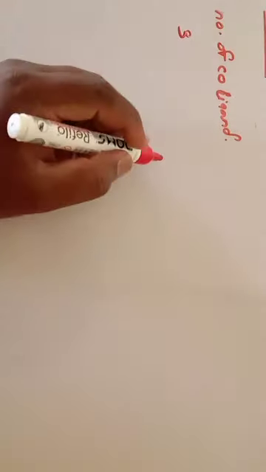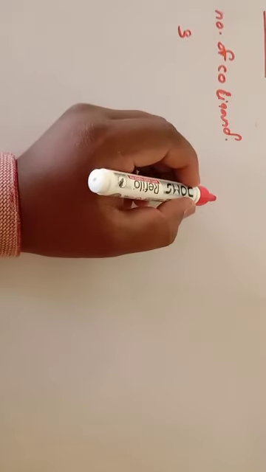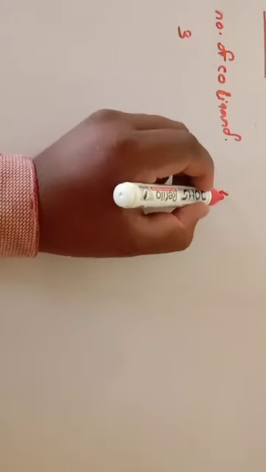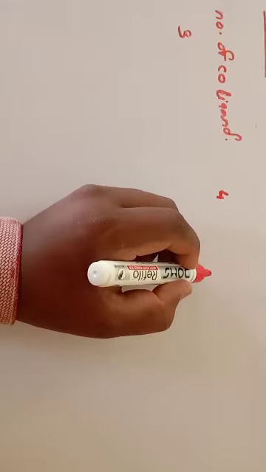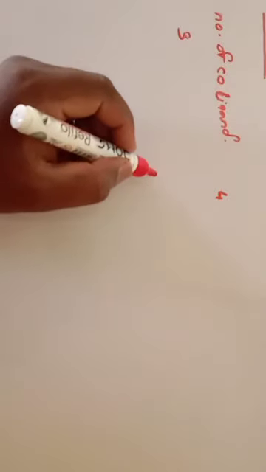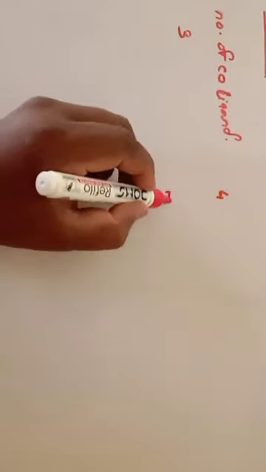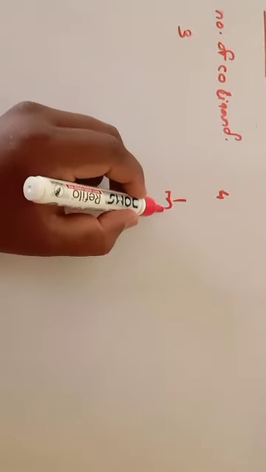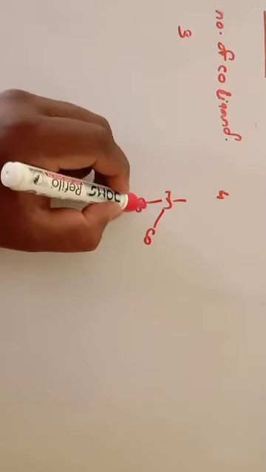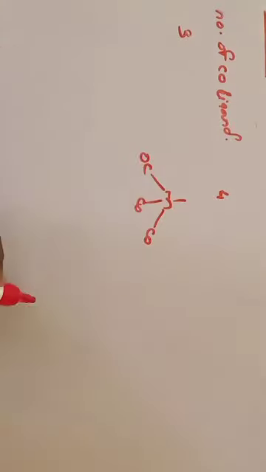The number of CO ligands is 3, and the coordination number in this case is 4. So 3 ligands and coordination number 4. Coordination number 4 means it is a perfect tetrahedron, so one site is vacant and the 3 carbonyl ligands are there.